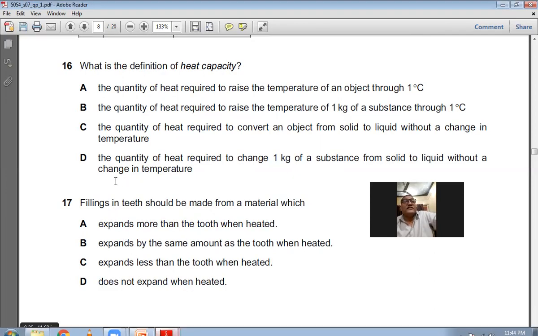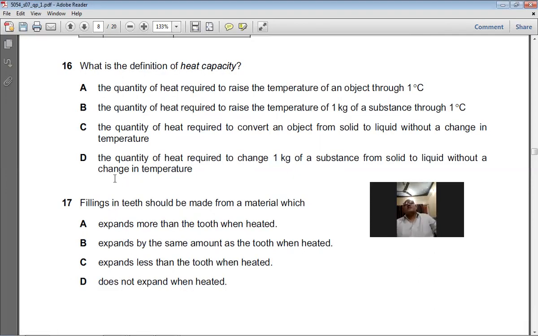Question number 16, A is the choice. A quantity of heat required to raise the temperature of an object by 1 degree centigrade. Yes, A is the best option.